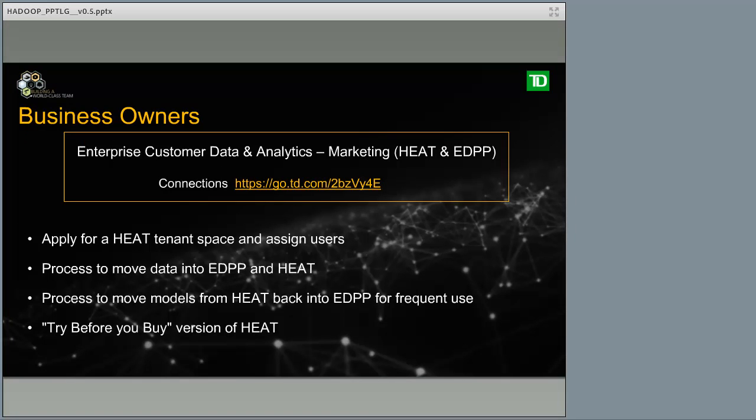Part 5, Next Steps. The business owners of Heat are the enterprise customer data and analytics marketing team, supporting Heat and EDPP. Their connections page is linked for your reference. Please reach out to them if you have any questions regarding the following: applying for a Heat tenant space and assigning users, the process to move data into EDPP and Heat, the process to move models from Heat back into EDPP for frequent use, and getting access to the try before you buy version of Heat.